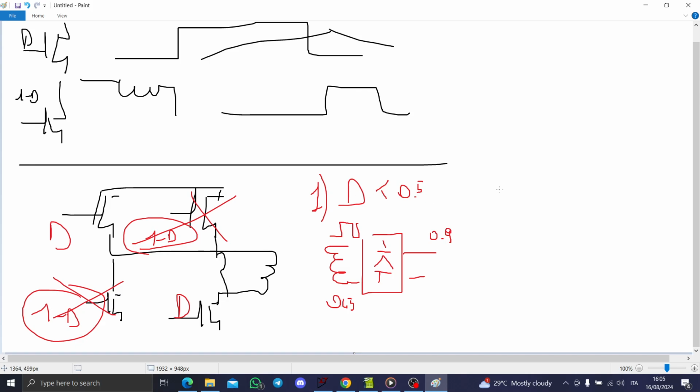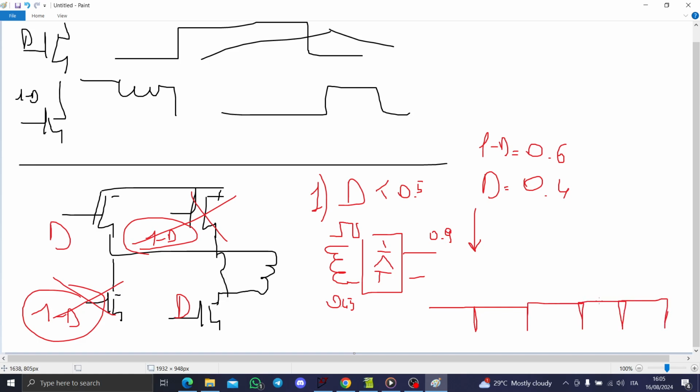So if you have 0.4 as a duty cycle on the primary side, but you have 0.6 as 1 minus D, you're basically going to have a short circuit on both the primary and the secondary side, and a switching waveform which does something like this. So something that does not exist. So the duty cycle must be less than 0.5, and everything must be D, D, D, but with proper translation.